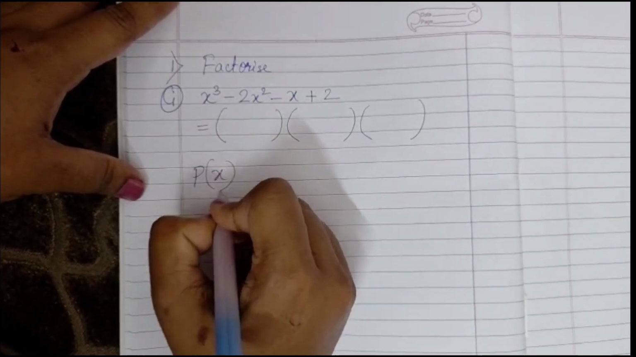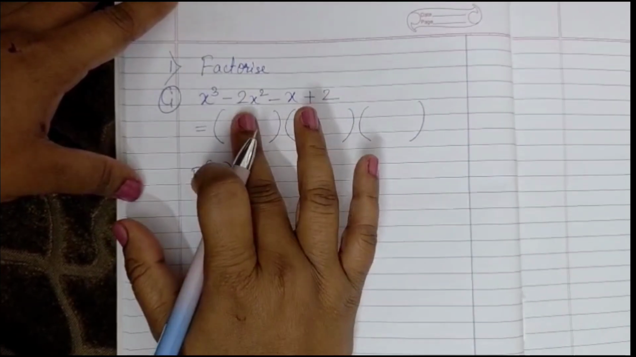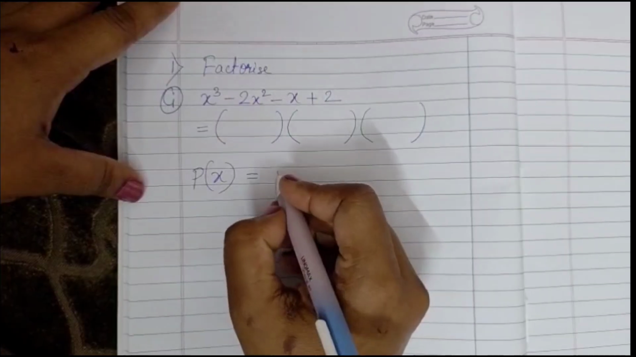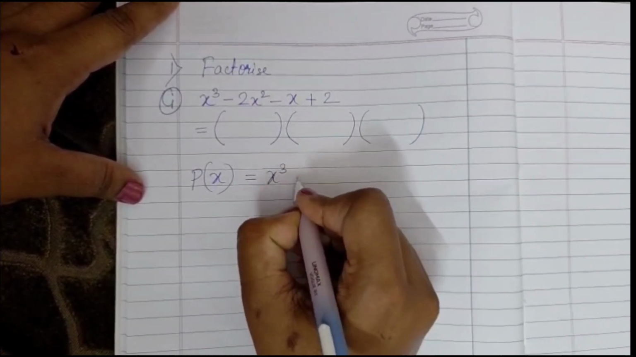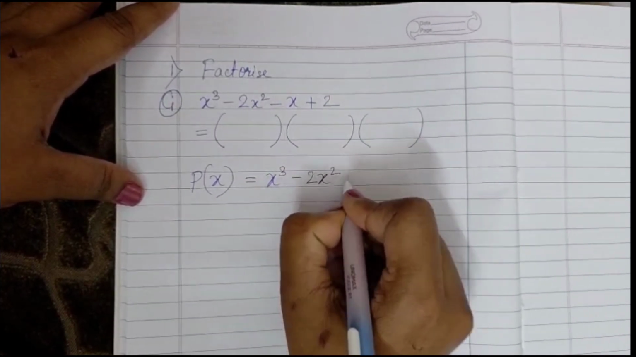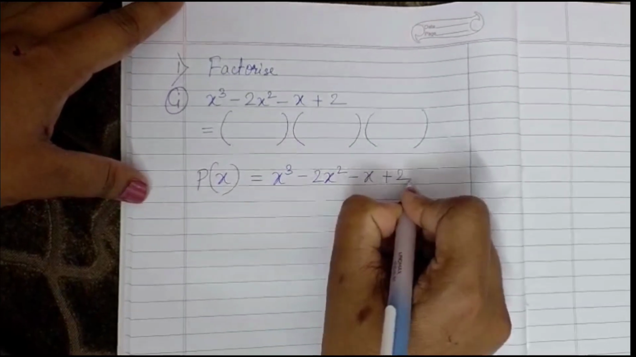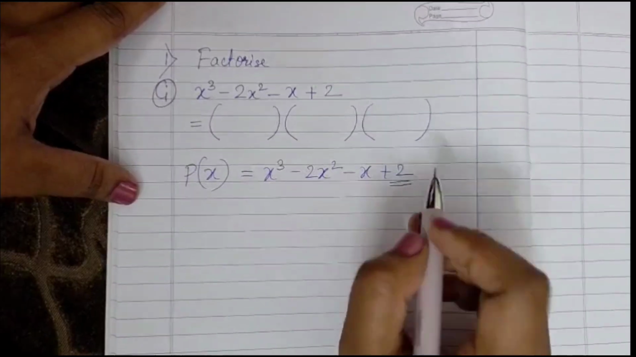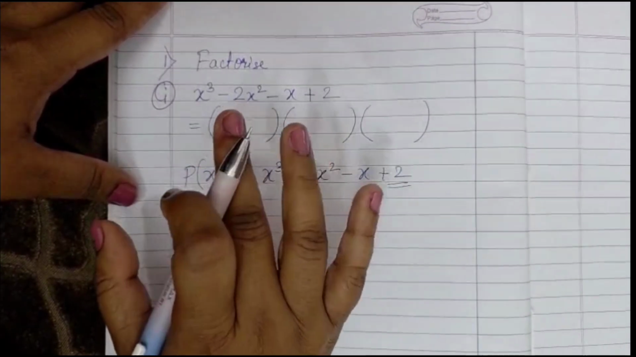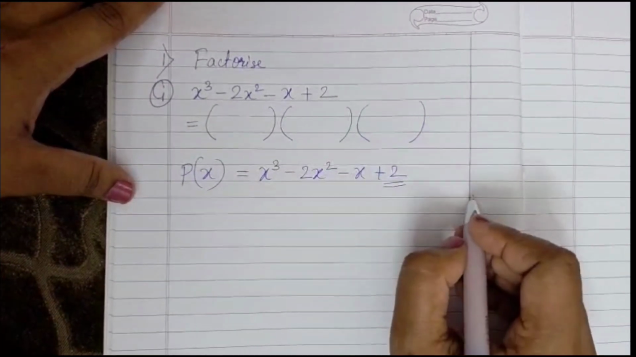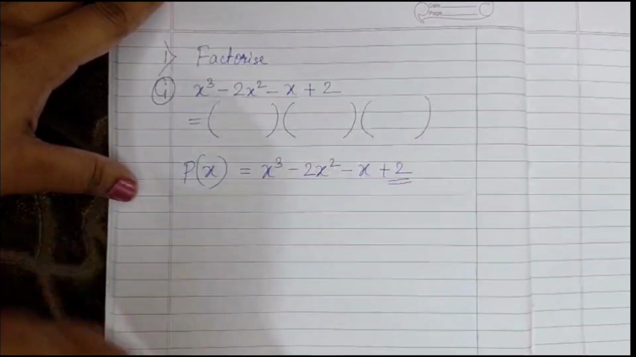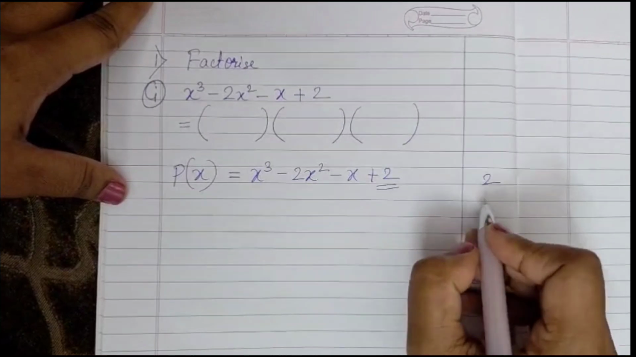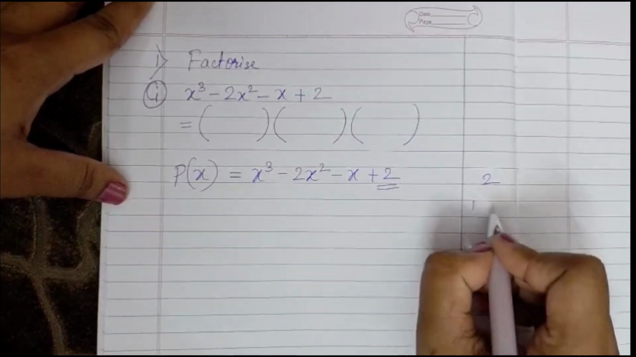With the help of this method, we'll first find the first linear factor of it. So let's go for it. x cube minus 2x square minus x plus 2. Now this constant will help us to think about the first linear factor. See, here the constant is 2, and the factors of 2 are 1 and 2.